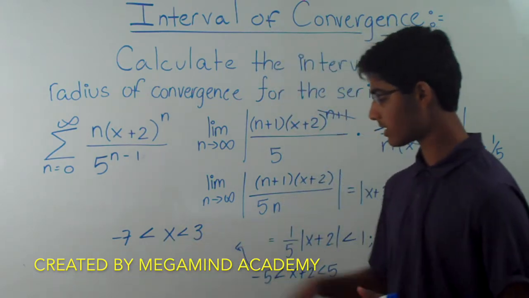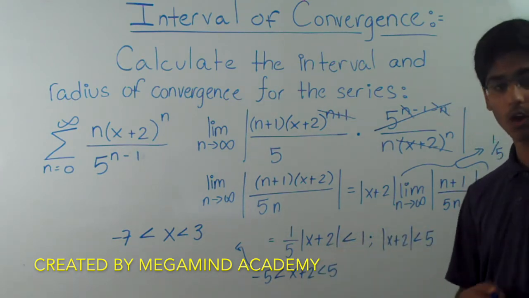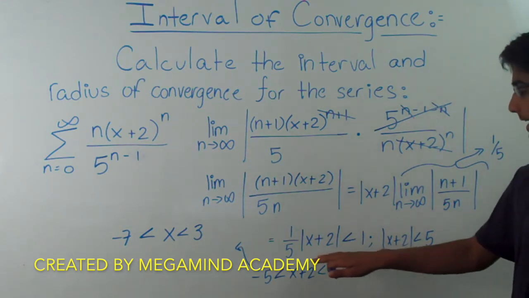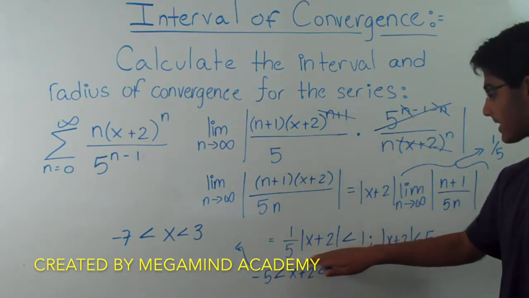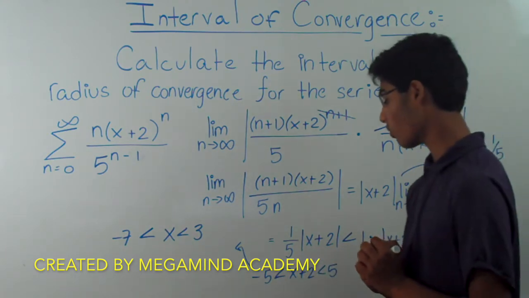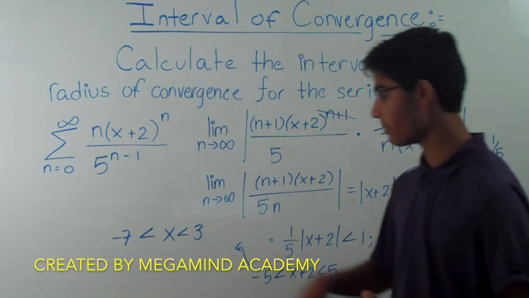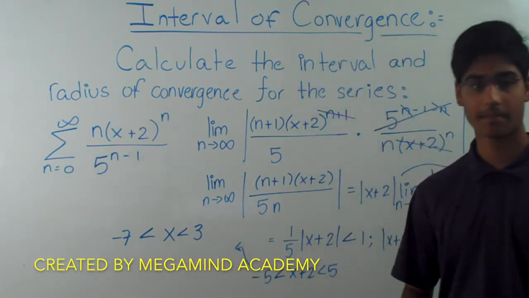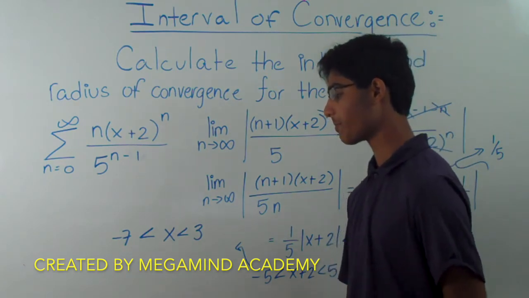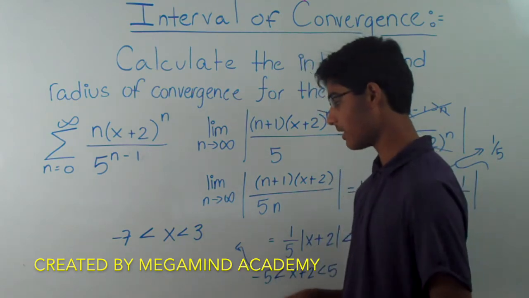Now at these 2 points, the ratio test says that this would be equal to 1. So if we plug in negative 7 and 3 for x in this equation, we would get 1. Now the ratio test says that when the answer is 1, the test is inconclusive. So that means that we have to do something else to figure out whether the endpoints are part of the interval. But let's first do the radius of convergence, because that doesn't care about whether our endpoints are inside the interval or not.